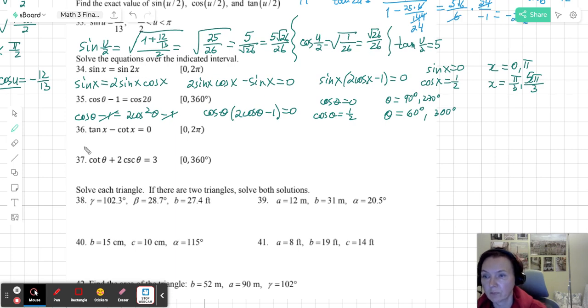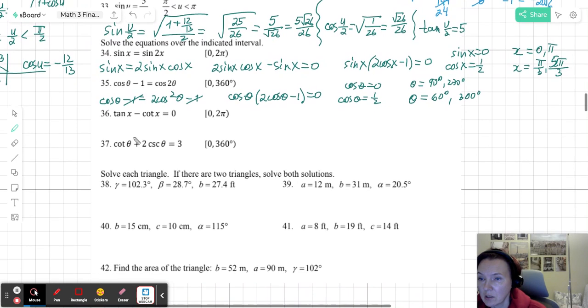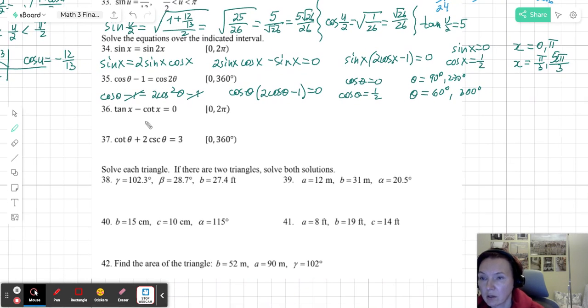Those are our options. Tangent x minus cotangent x equals 0. That means that I'm thinking it's going to be pi over 4. That's when they're equal. But let's do this properly. So tangent x is sine x over cosine x minus cosine x over sine x, and that has to be equal to 0.